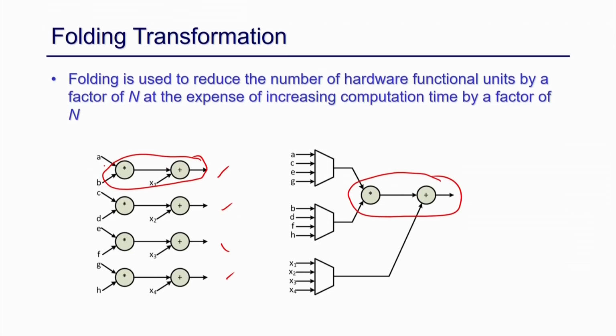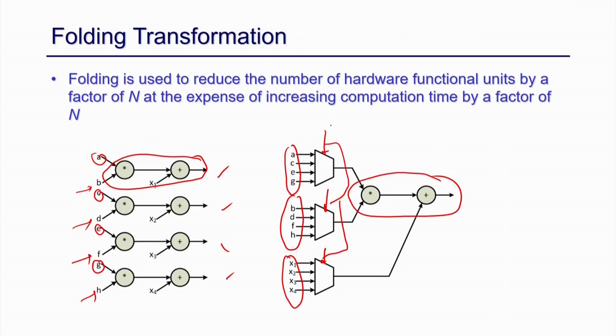Now the inputs should be time multiplexed. The left inputs A, C, E and G will be clubbed together as the left input through a multiplexer, and the right inputs B, D, F and H will be clubbed together as the right input of this multiplier. Then x1, x2, x3 and x4 will be time multiplexed to this adder. This will be controlled by a control signal, say CS, which is 2 bits.